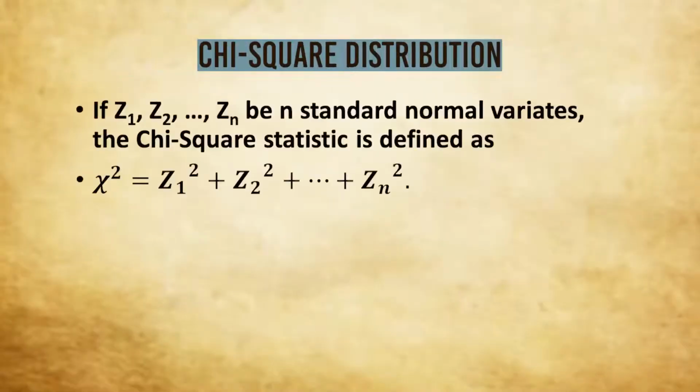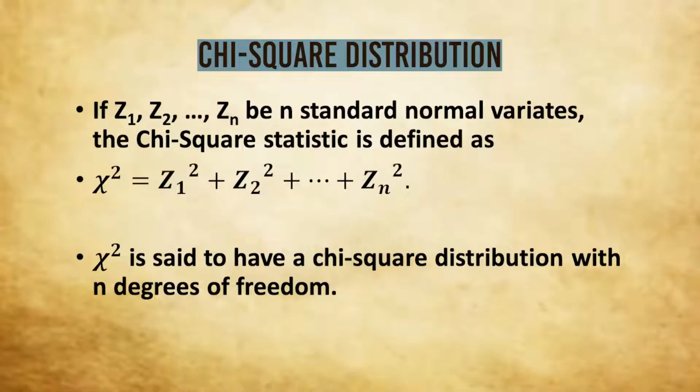So in particular, if Z1, Z2, ..., Zn are n standard normal variates, the chi-square statistic will be defined as, this symbol is called chi-square, what you can see on the screen: chi-square is Z1 square plus Z2 square plus ... plus Zn square. Chi-square is said to have a chi-square distribution with n degrees of freedom. You see there are n standard normal variates, the sum of squares of n standard normal variates, and that is why it is n degrees of freedom.